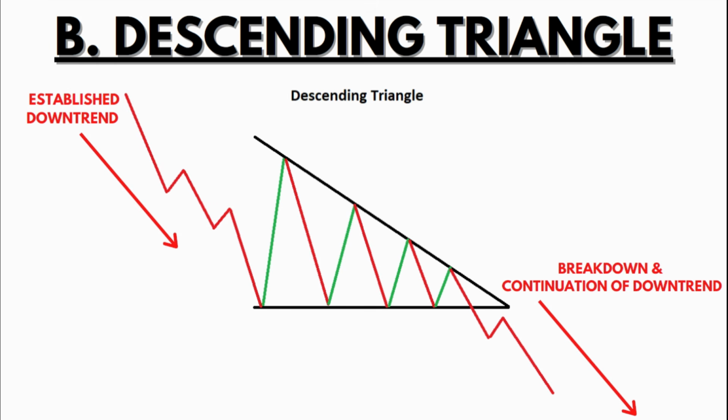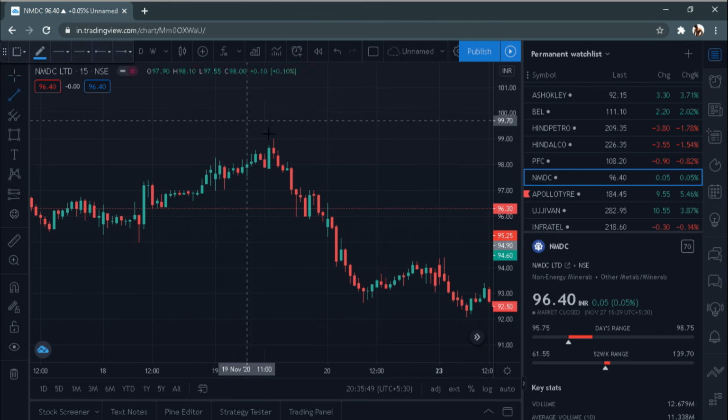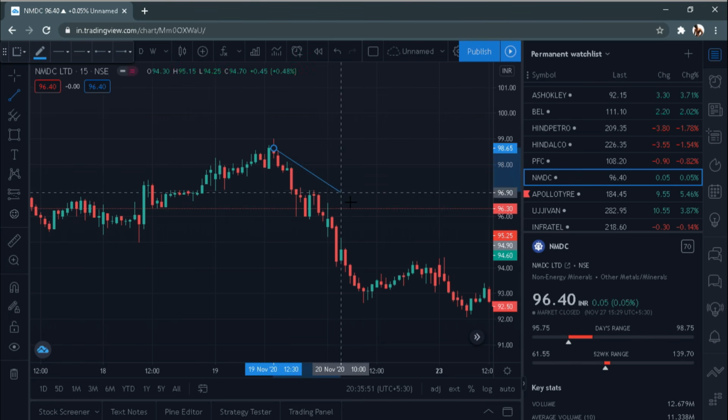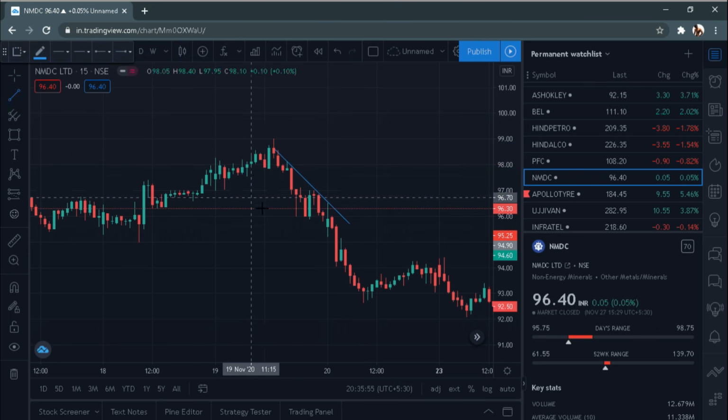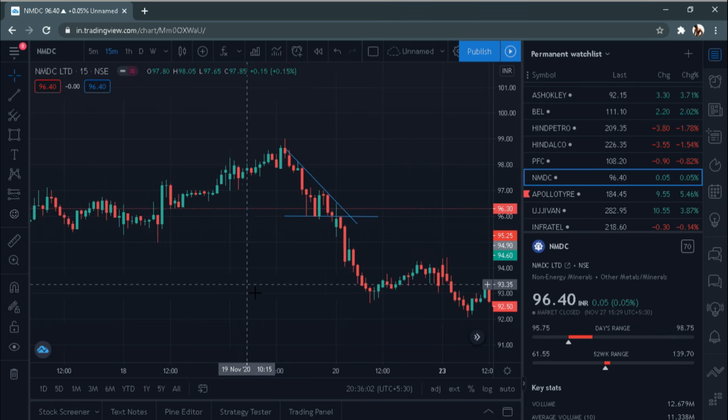Now we will look at the real life example of the descending triangle and discuss the entry, exit, and the stop loss. Okay, so now we have a real life example of the descending triangle pattern. So let me just draw it for you. You can see there is a trend line that is giving constant resistance to the price, and then there is a flat line that is giving support to the price. So this is the descending triangle pattern over here.